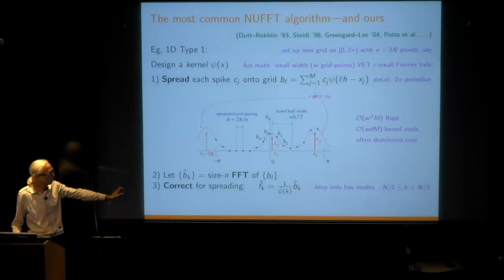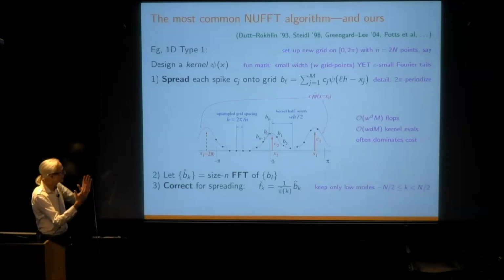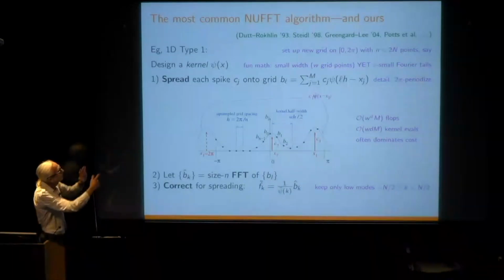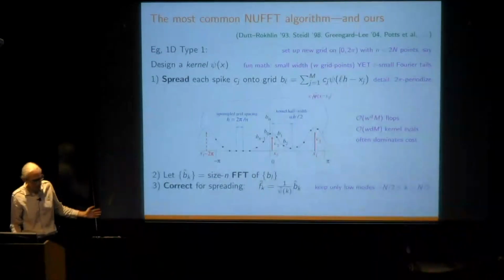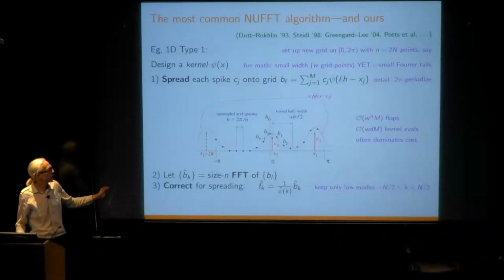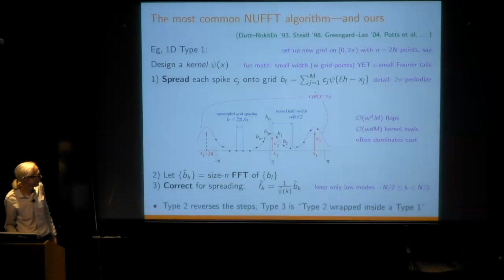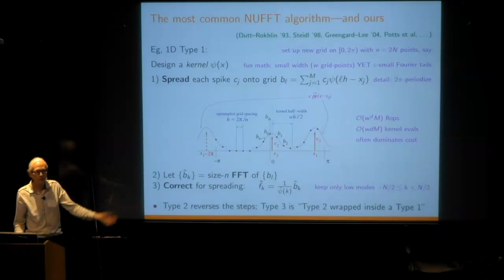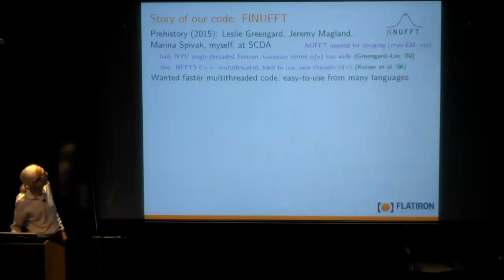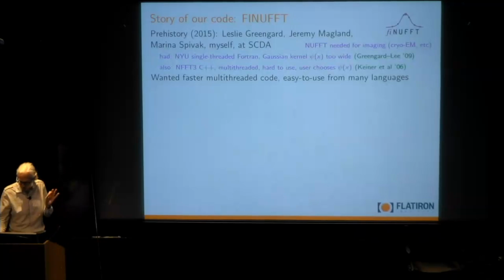And then you just keep the modes that you care about, and through clever design of the spreading function and the upsampling ratio, you can make it have the accuracy epsilon that you want, and not waste any more time spreading to a larger number of points than you need to. Okay, type 2 is the reverse of this. Type 3 is type 2 wrapped inside a type 1. Okay, it's a bit more of a nightmare to explain type 3. I'm not going to go there.